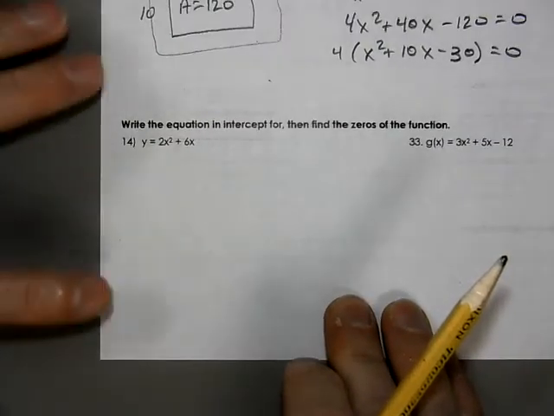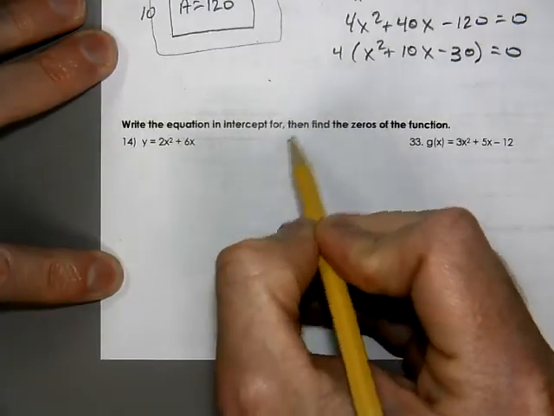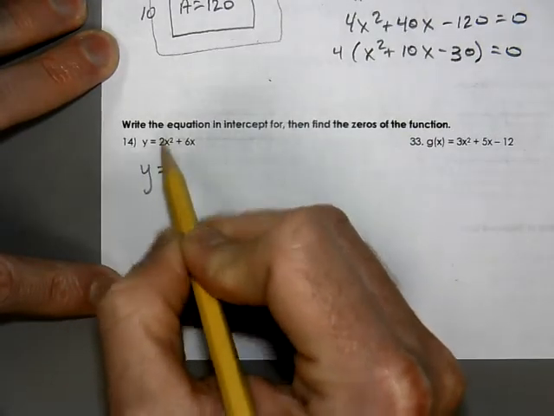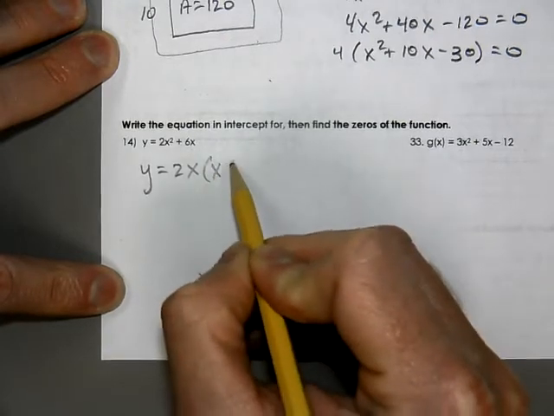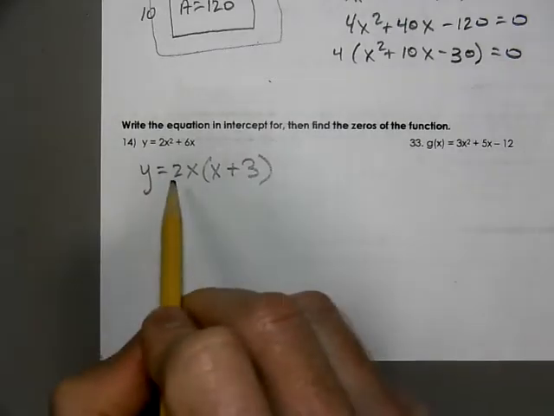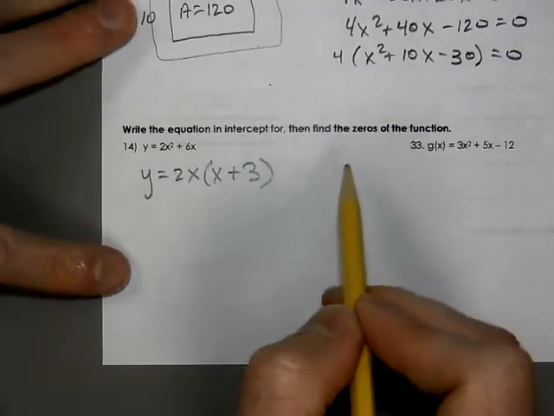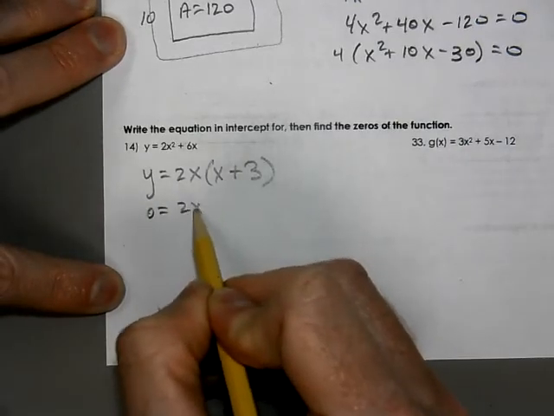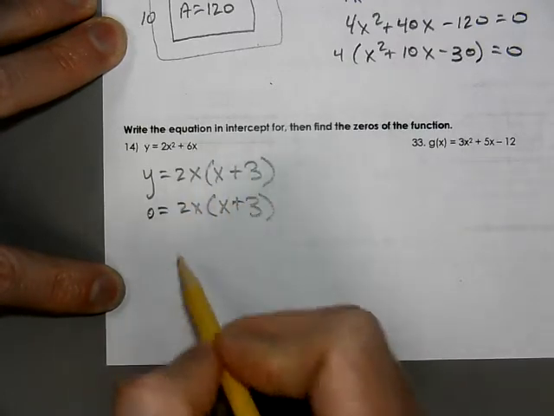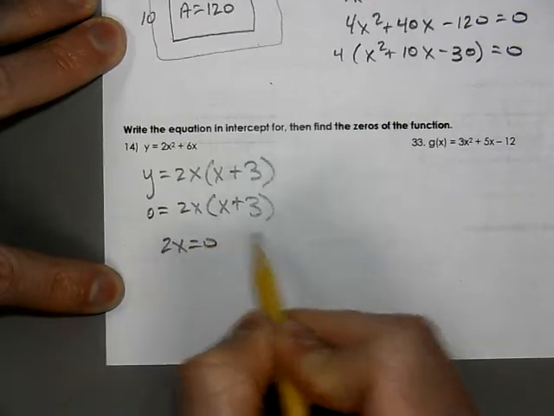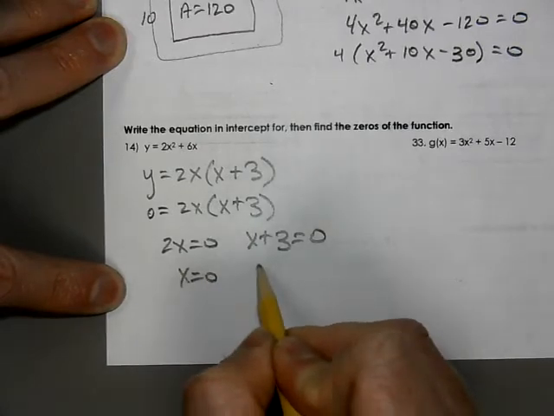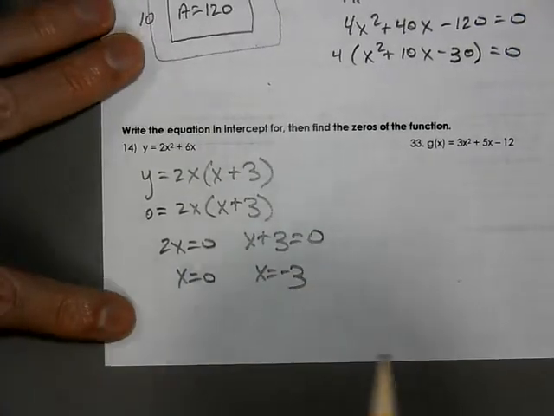Write the equation in intercept form, then find the zeros of the function. Write it in intercept form just essentially means that you are going to factor out the problem. So we get 2x squared and we get 6x. And then to find the zeros of the function, you want to know when does your equation equal 0. So this is intercept form. So we can set 2x equal to 0 and x plus 3 equal to 0. Those are my zeros of the function.